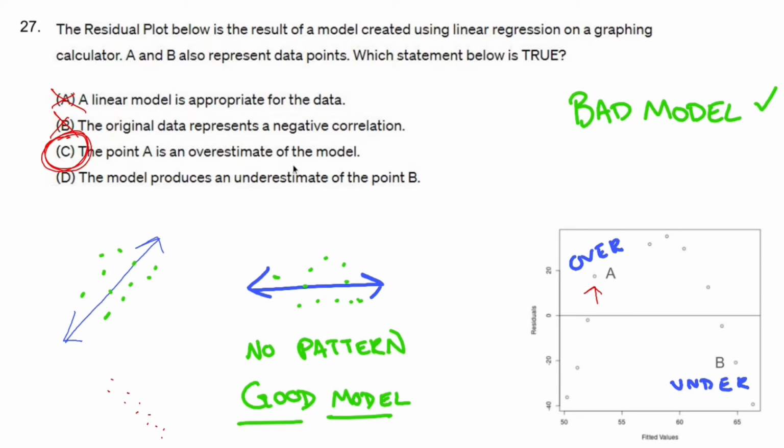Now, if you're looking at this and saying, whoa, whoa, I see that word right there, how can the answer be C? Watch the words. The model produces an underestimate of the point B. Our words are backwards. The model is up here, B is down there. So it's not saying B is an underestimate of the model. It's saying the model is an underestimate of B. It's backwards. The model lives above B. So the model overestimates B, not underestimates B.